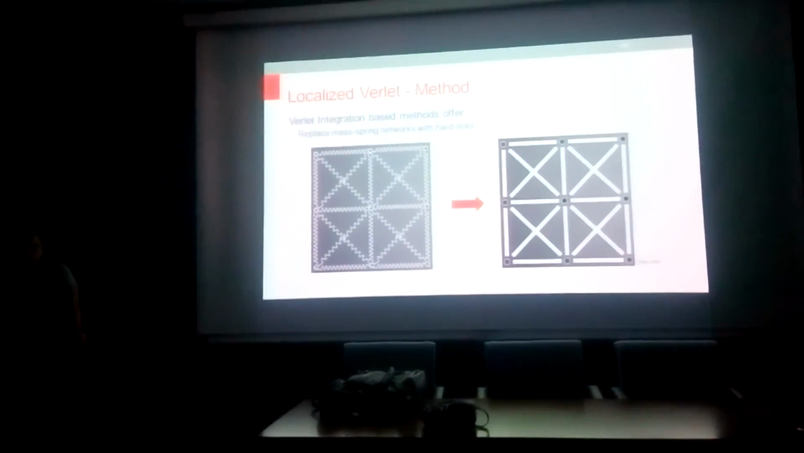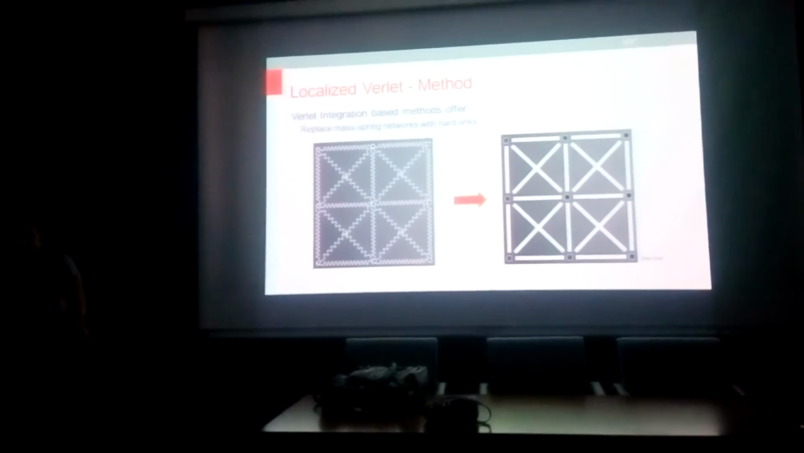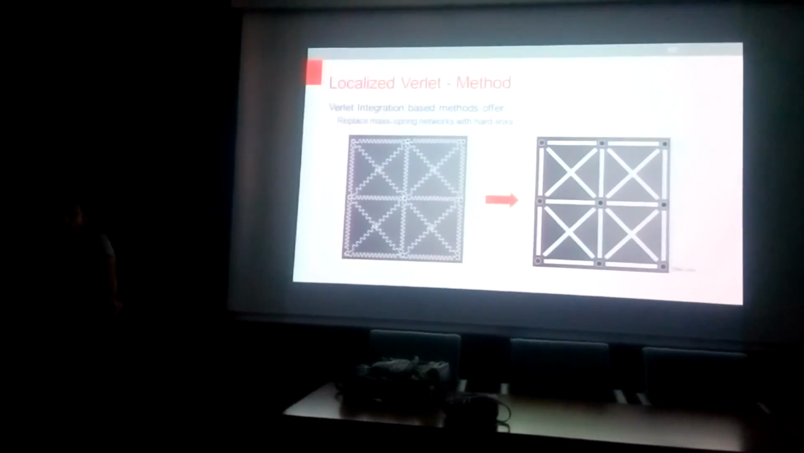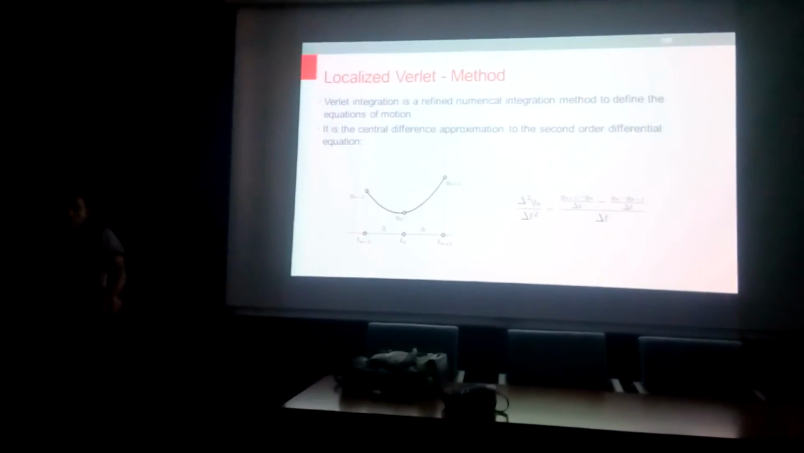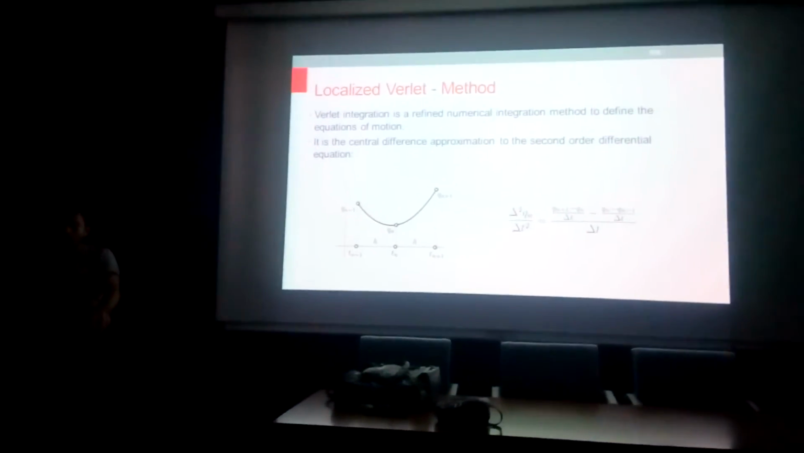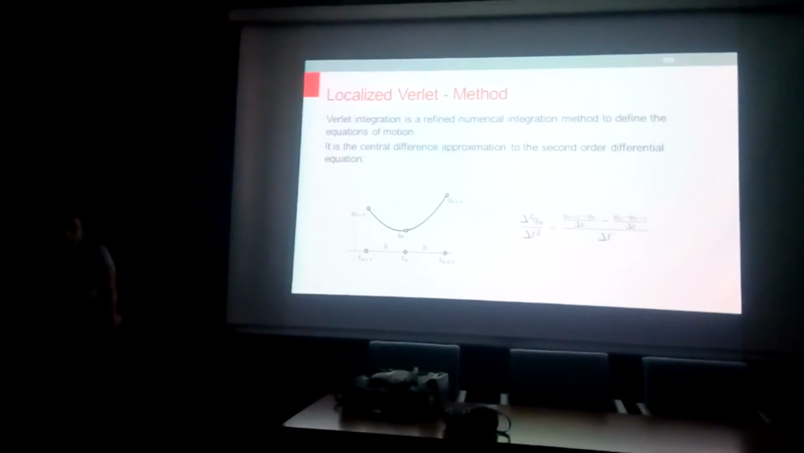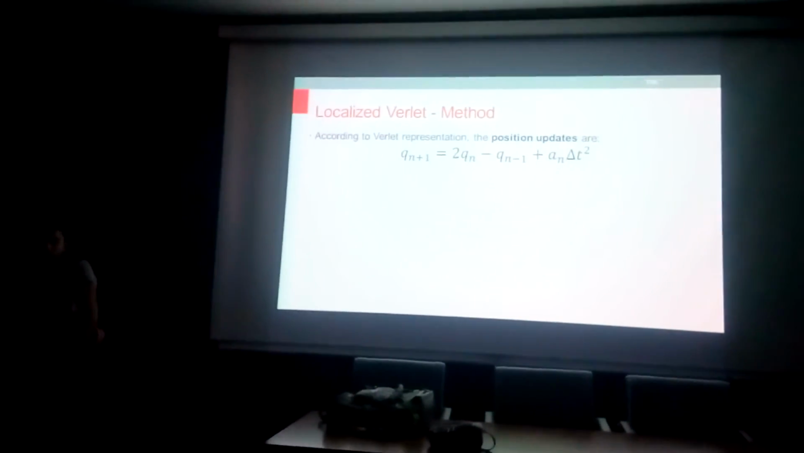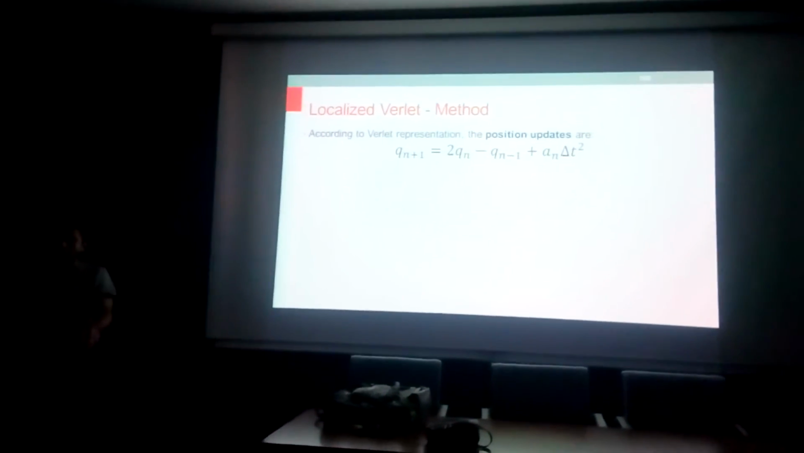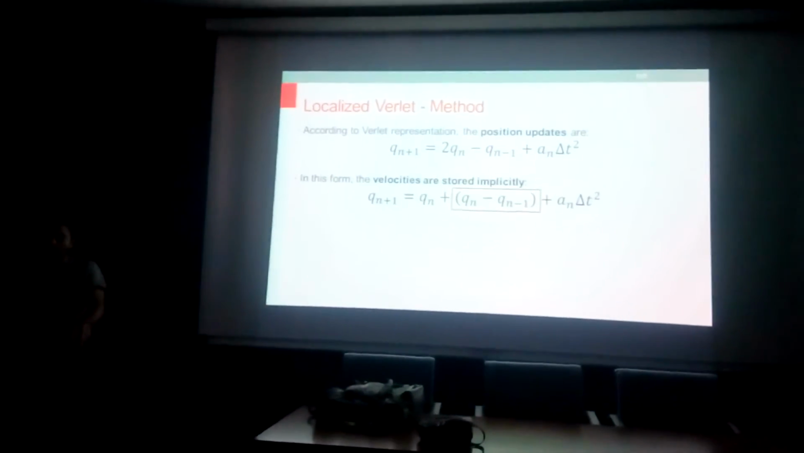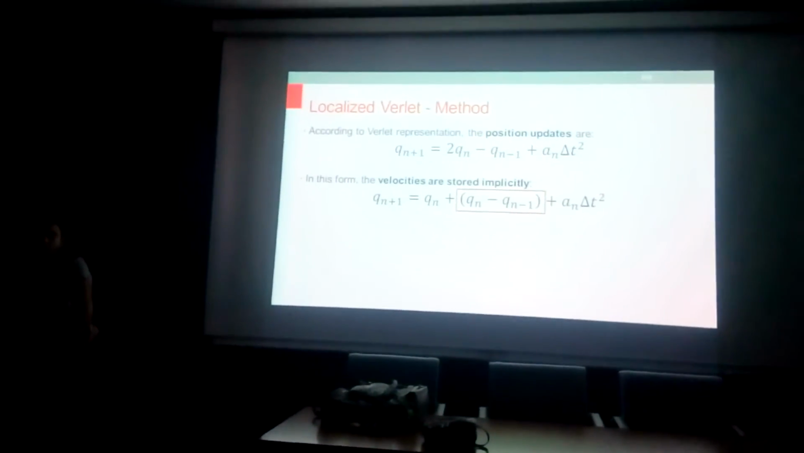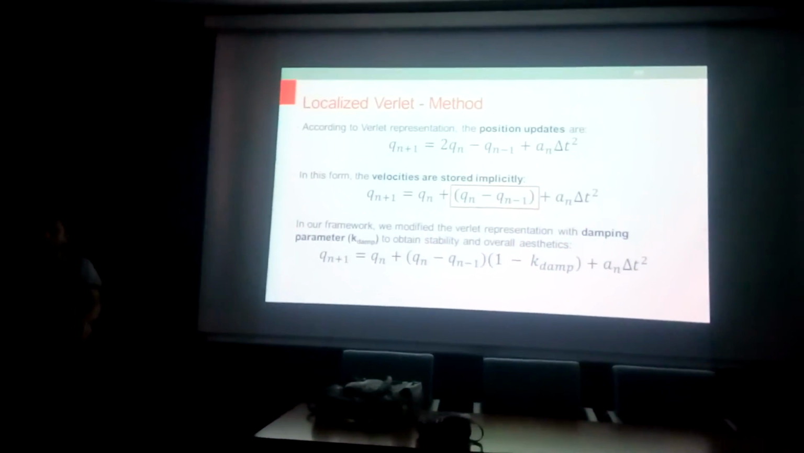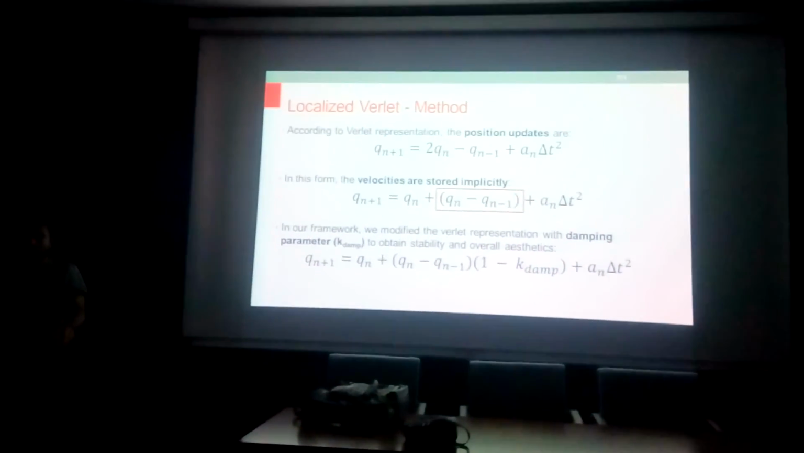As an alternative to the classical physics approaches, Verlet integration-based methods offer to replace the mass spring networks with hard constraints. Verlet integration is a refined numerical integration method to define the equations of motion, and it's the central difference approximation to the second-order differential equation. According to the Verlet representation, the position updates are defined by this equation. In this form, velocities are stored implicitly and there is no need to calculate them explicitly. In our framework, we modified the Verlet representation with a damping parameter to obtain stability and overall aesthetics.